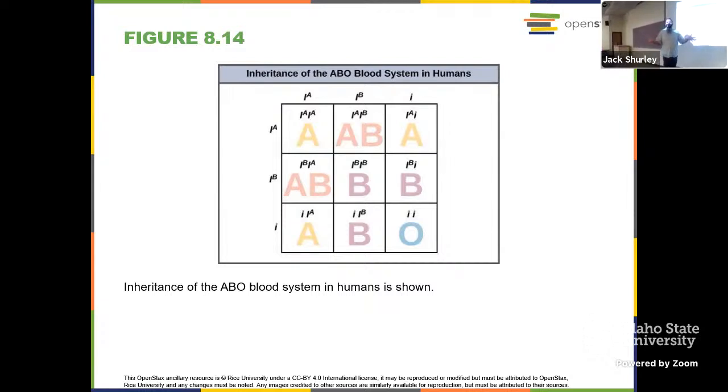So we know there are problems, all right? There is a drug called RhoGAM that blocks the production of those antibodies.